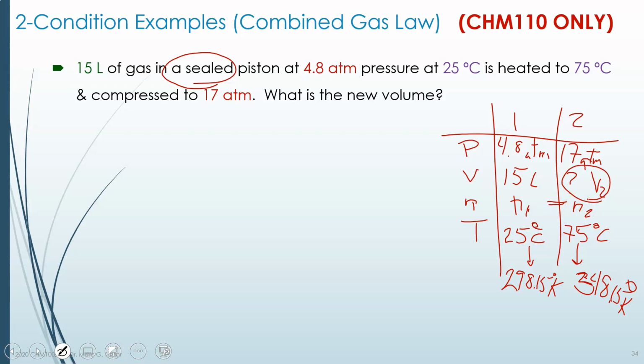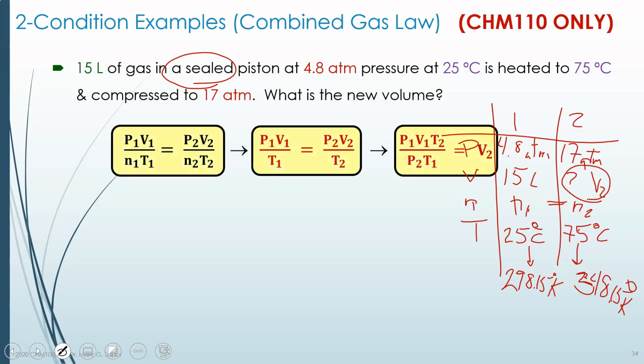So we're going to start with a two-step ideal gas law equation. P1 V1 over N1 T1 equals P2 V2 over N2 T2. We know the N's are the same, so we can just cancel them out, and we end up with the combined gas law. And you don't need to memorize the combined gas law. It's just a subset of the ideal gas law in a two-condition form.